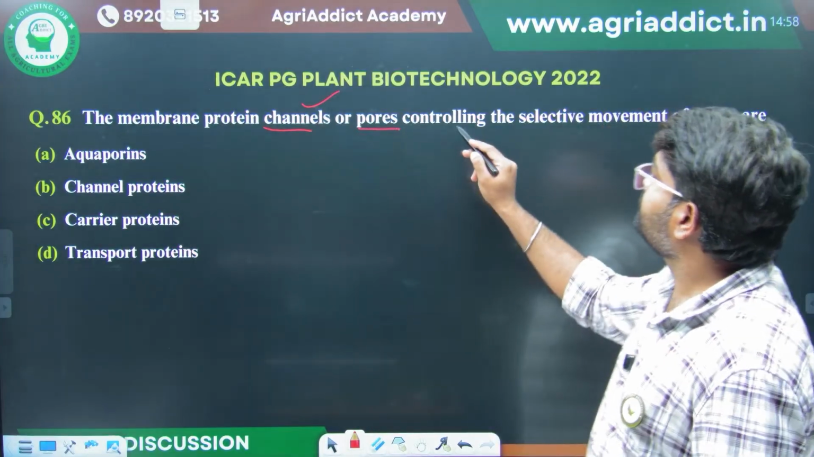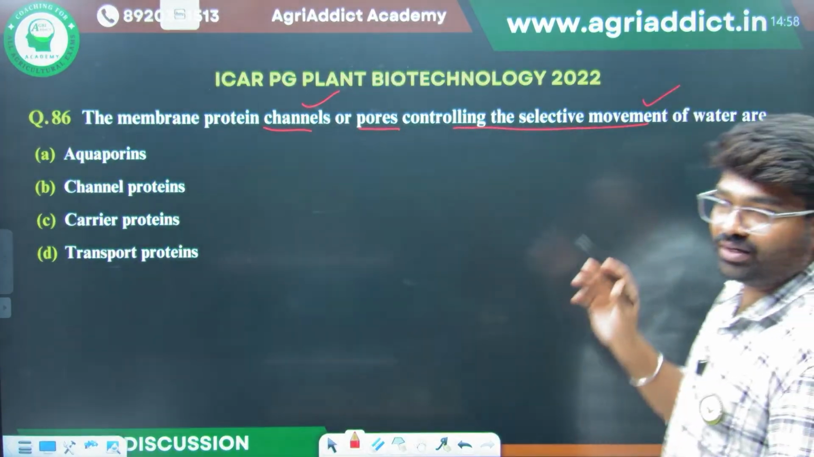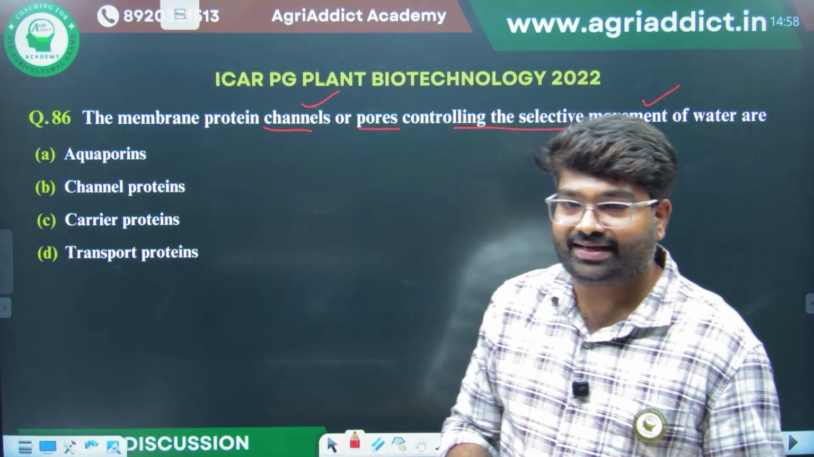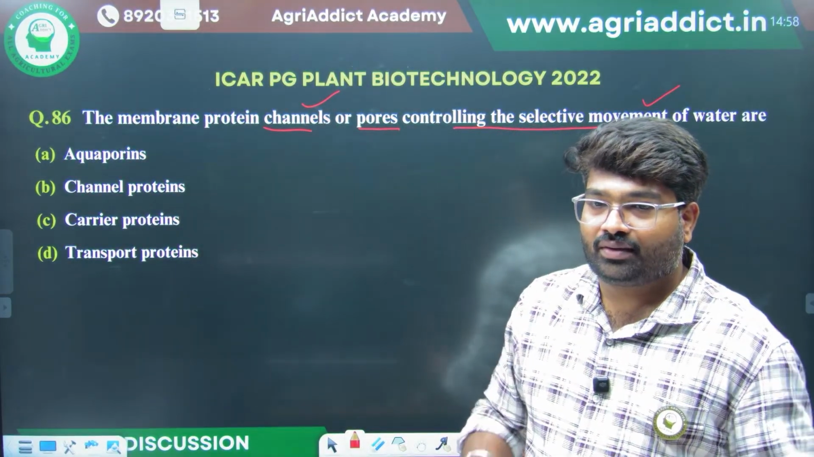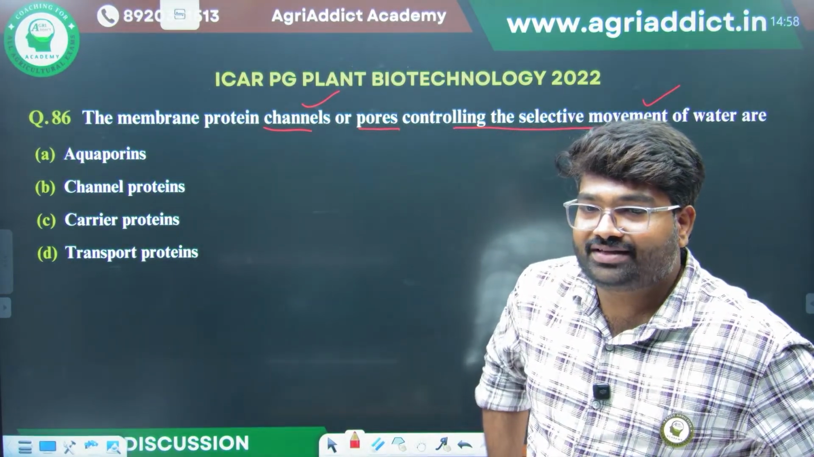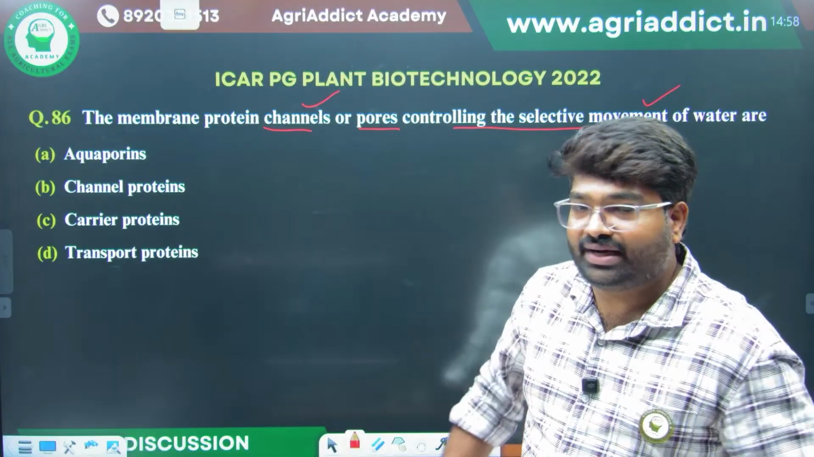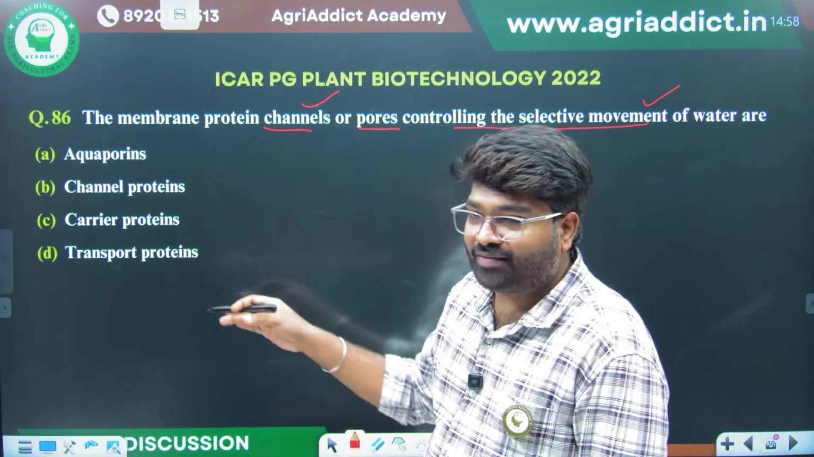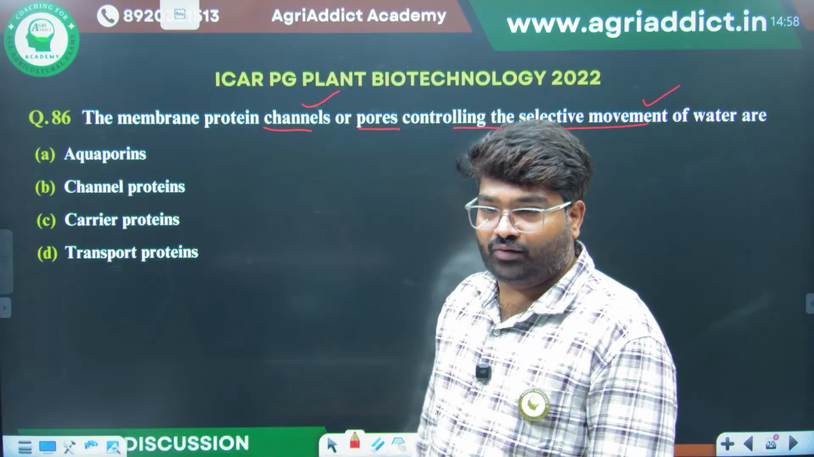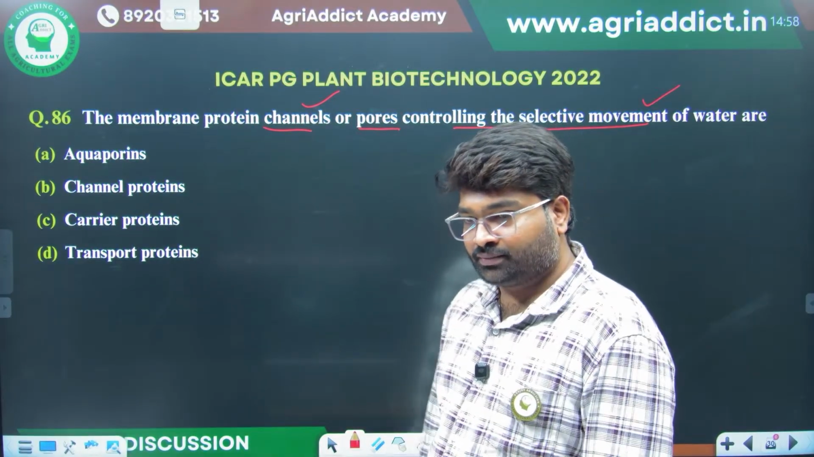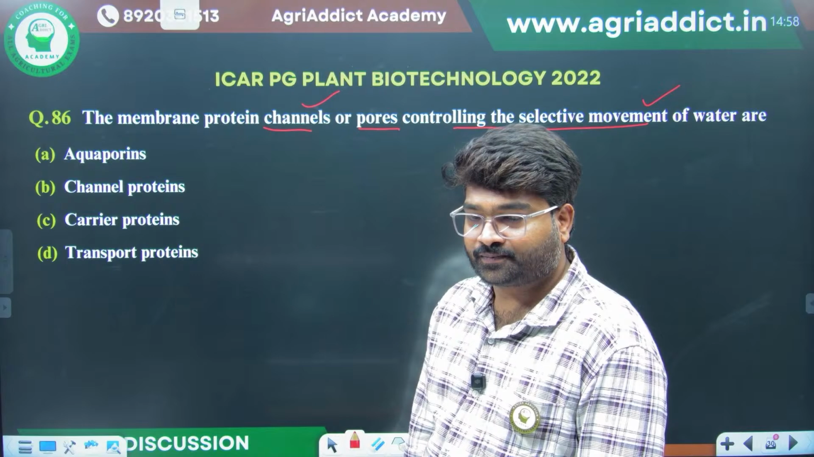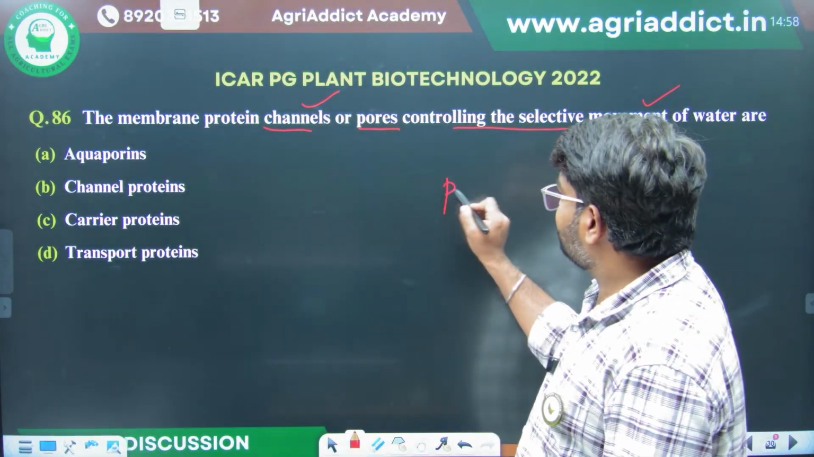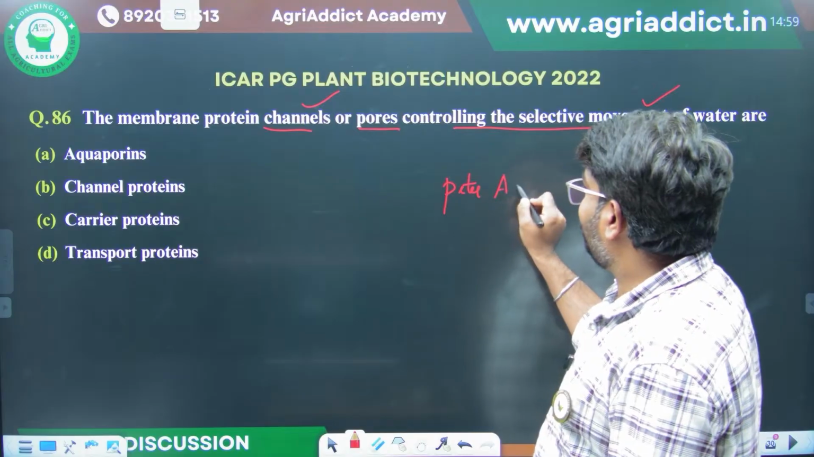The membrane protein channel or pores controlling the selective movement of water. They are asking about the water channel. There is a membrane protein, channel or pores, that is controlling the selective movement of water. Is it aquaporin, channel protein, carrier protein, or transport protein? Students, what will be the right answer? I am waiting for your answer.